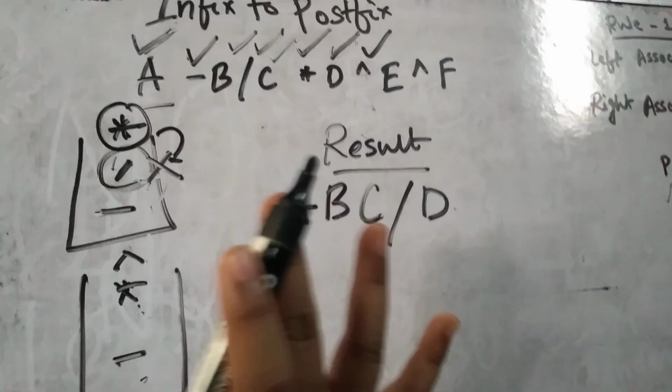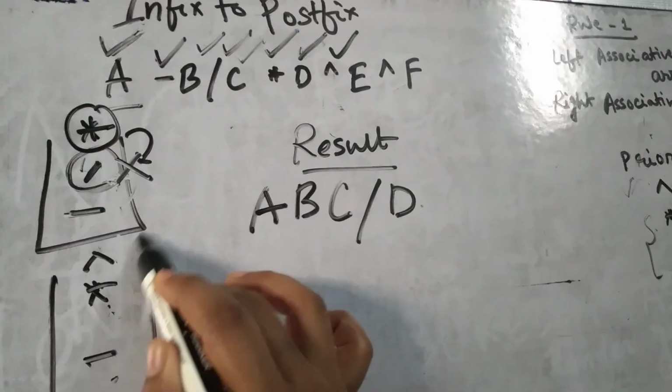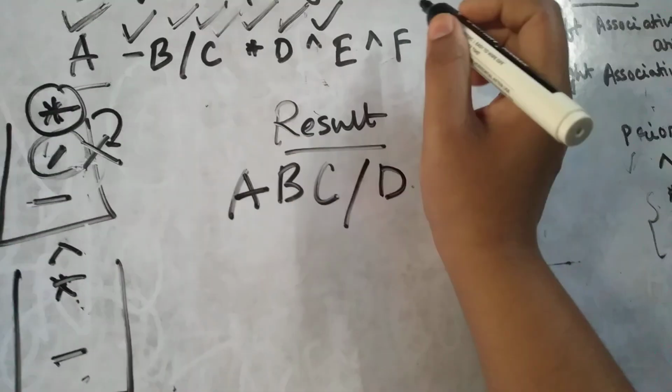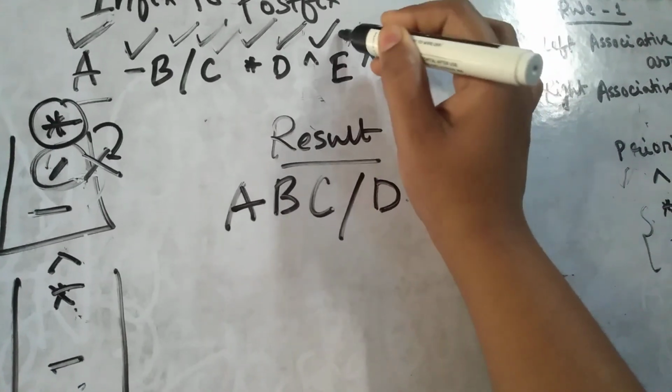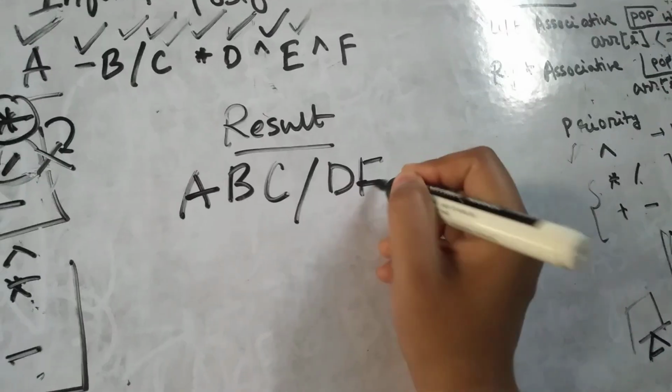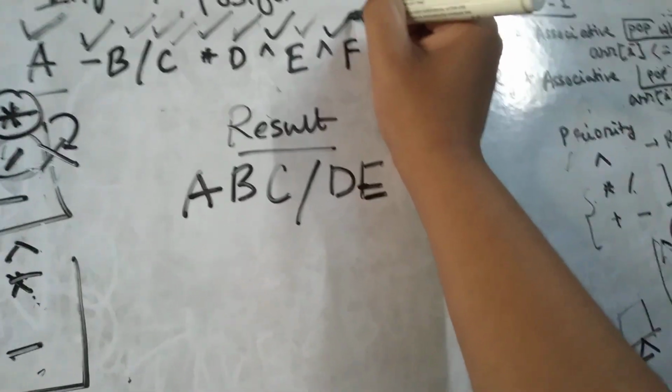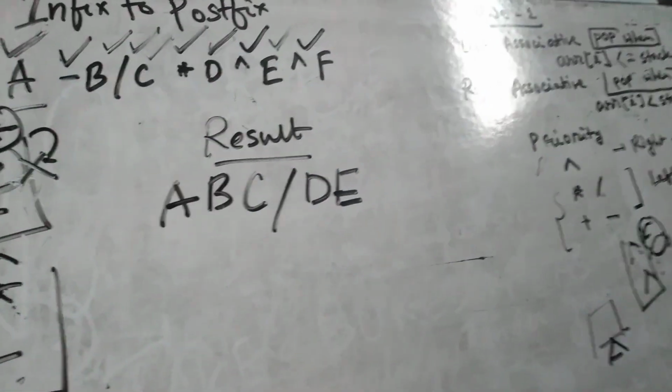There is no equals to as well, because this is the greater priority. So continue. Now E comes. Place it here. Now again the power operator comes. So the stack looks like this.